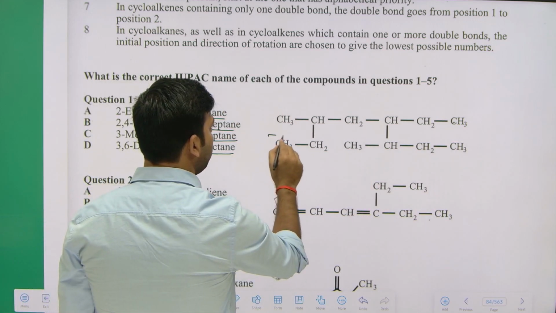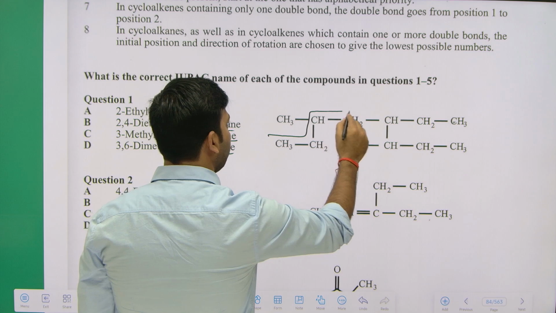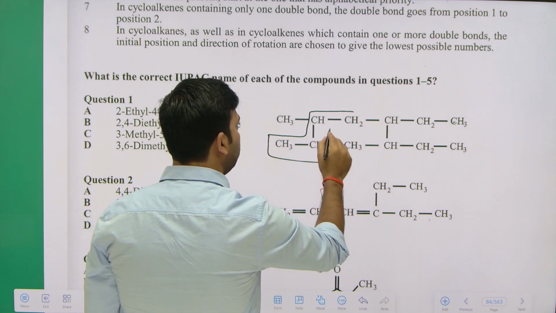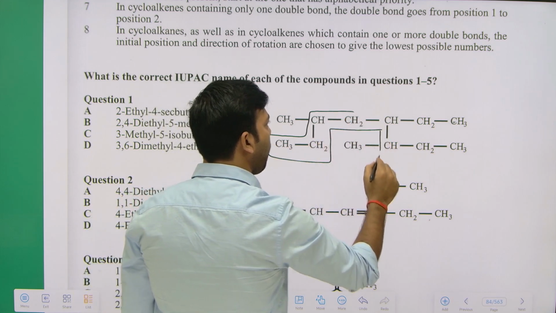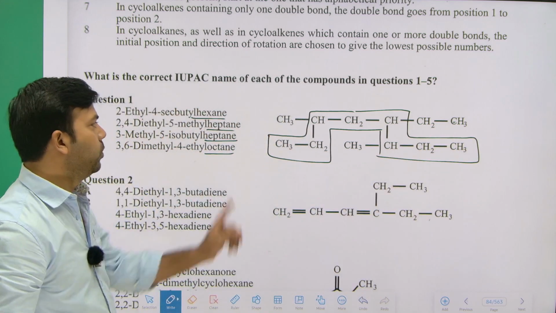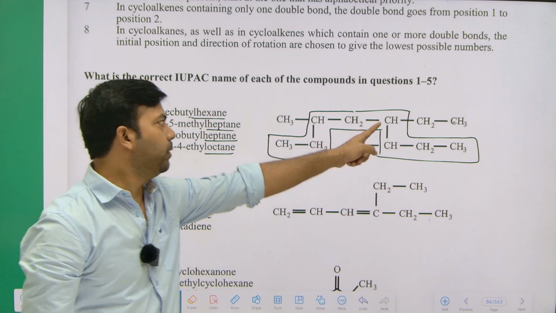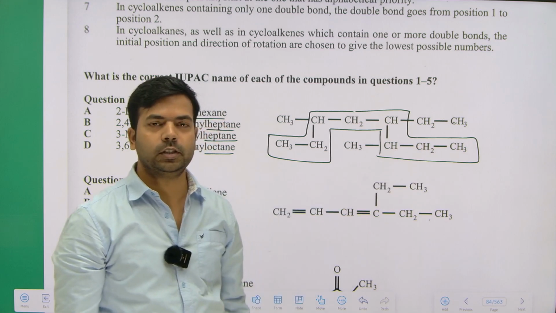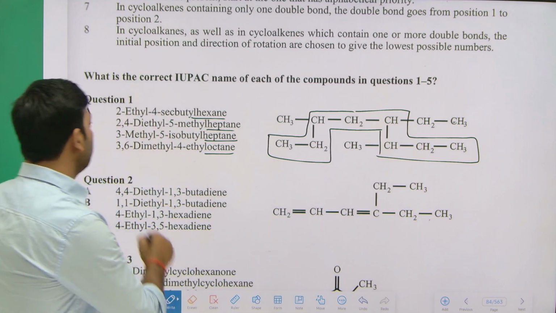I'm talking about you should start from this end and then go like this. This one. 1, 2, 3, 4, 5, 6, 7 and 8. So this is the 8 longest carbon chain. So option D is right.